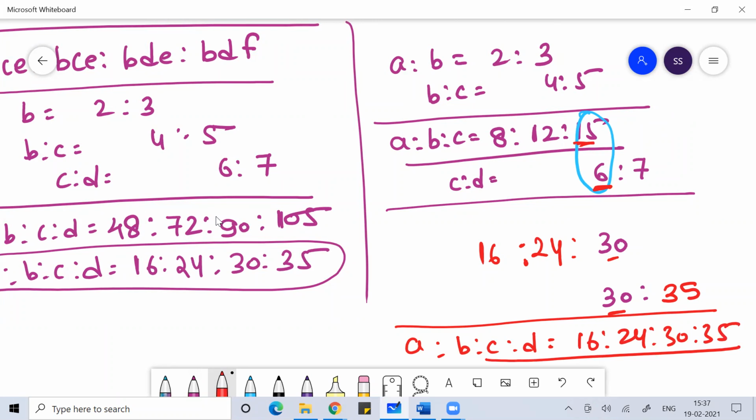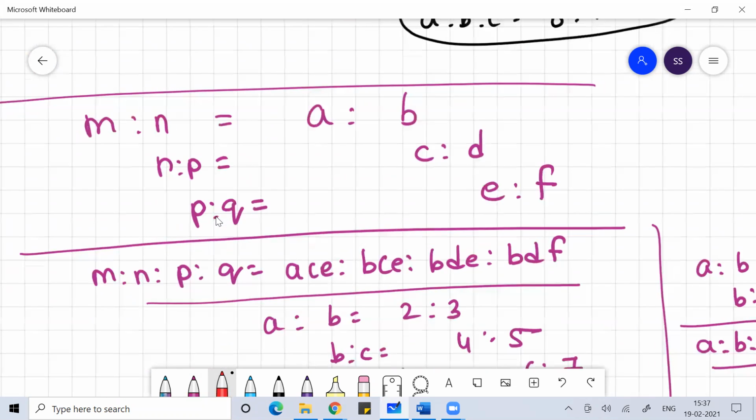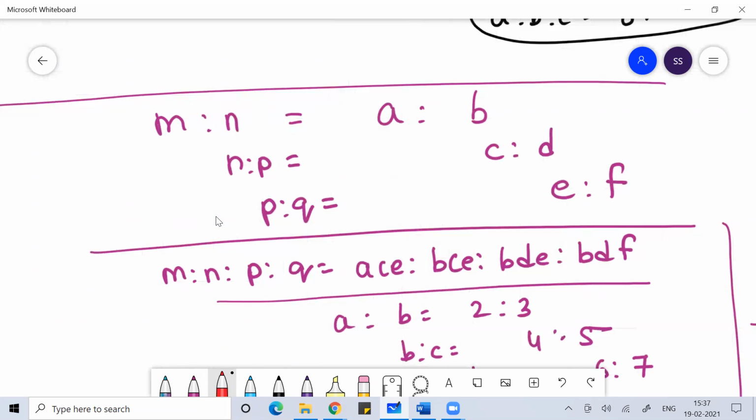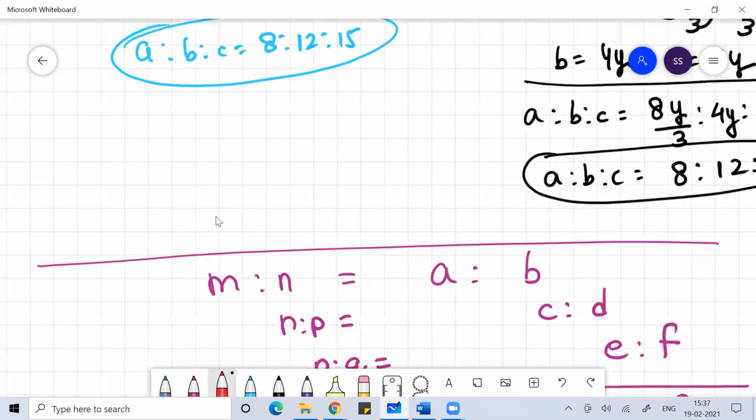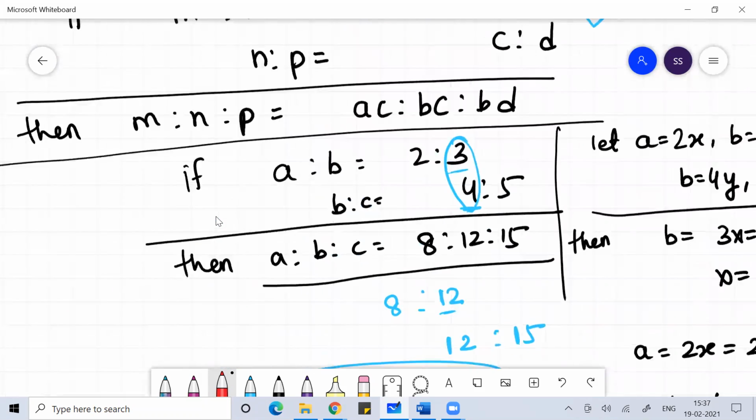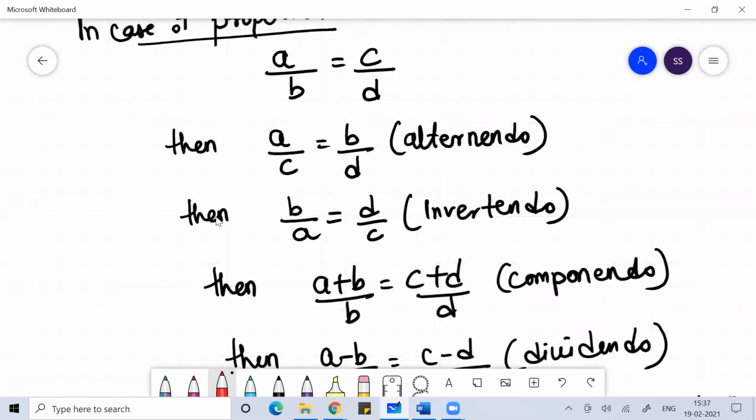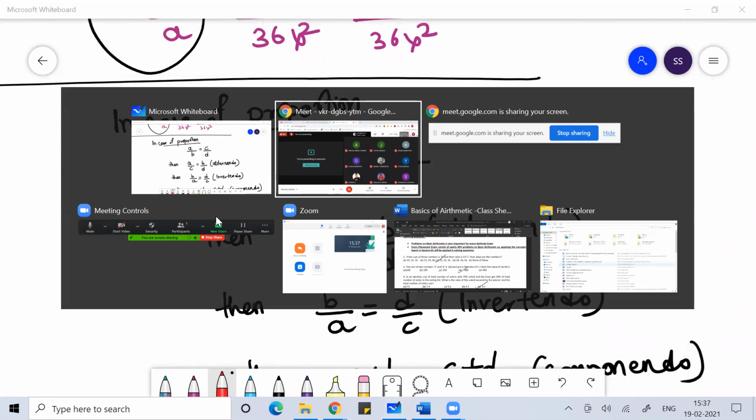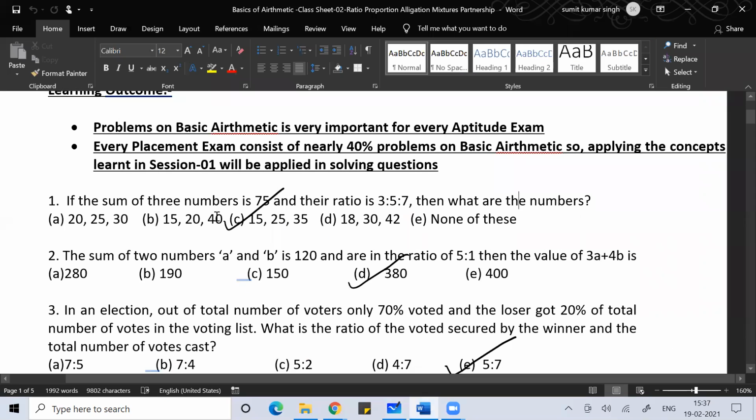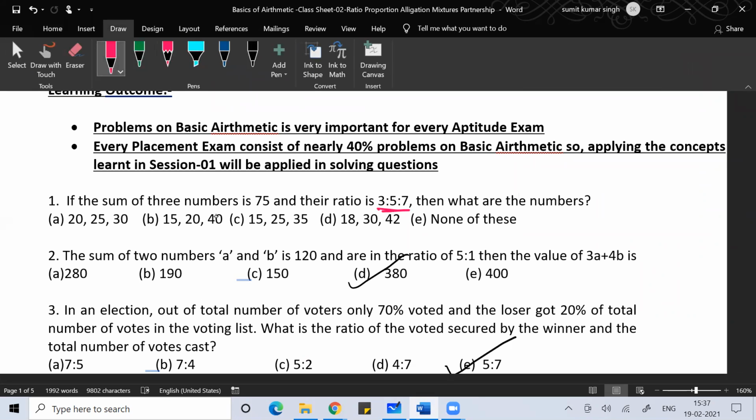Or you can use the formula which I wrote here. So this is an important formula. If you remember, it will be good for you. So based on these theoretical concepts, you can easily solve problems on ratio and proportion. Like suppose this is the question, question number 1. The sum of three numbers is 75 and they are in ratio 3 is to 5 is to 7.